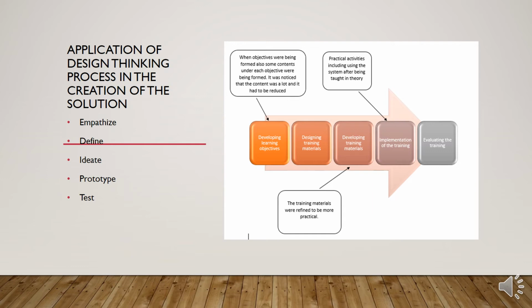So as you can see, there is a prototype here. We have developing learning objectives, designing training materials, developing training materials, implementation of the training, and then evaluating the training. So this is what we are supposed to do to make sure that they understand the personal health record system, because if not, they will continue facing a lot of problems. So this was given to the end users, and then to improve it, the ones with the box were used after getting the feedback, and they made sure that the improvements were there.